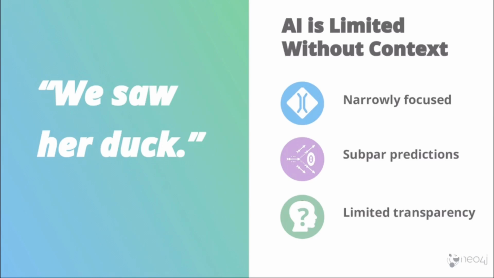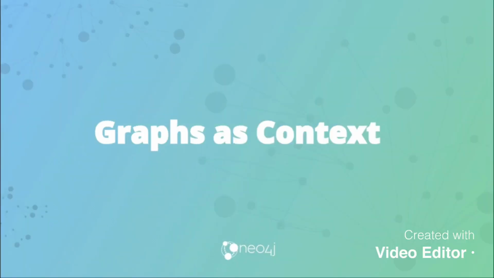And without context, it has a tendency to be very narrowly focused. So it only understands a narrow aspect of what it has been trained on, so not so flexible. Its predictions aren't optimal because it doesn't understand the context in which we're talking about this duck. And you have limited transparency, thinking about that unknowable AI. If we don't have context, we don't know how the decision may have been influenced. So many different potential problems, and AI is often limited without context.